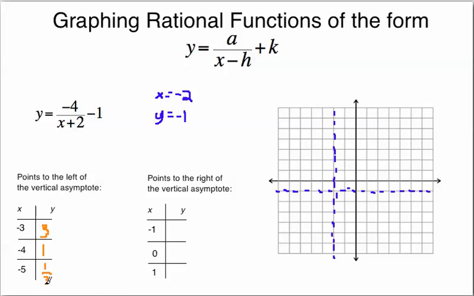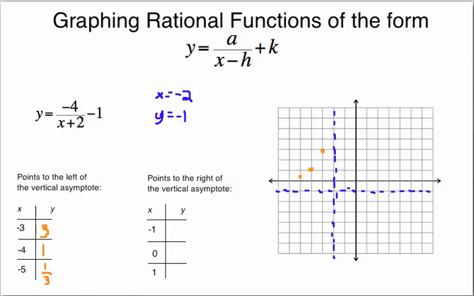Now we're going to graph those. We've got the point negative 3 comma 3, so we go to the left 3 and up 3. We've got this point right here. Negative 4 comma 1: again, we go left 4, up 1. And then negative 5 comma 1/3, so we'll go up just a little bit right there. Those are our 3 points to the left of the vertical asymptote.